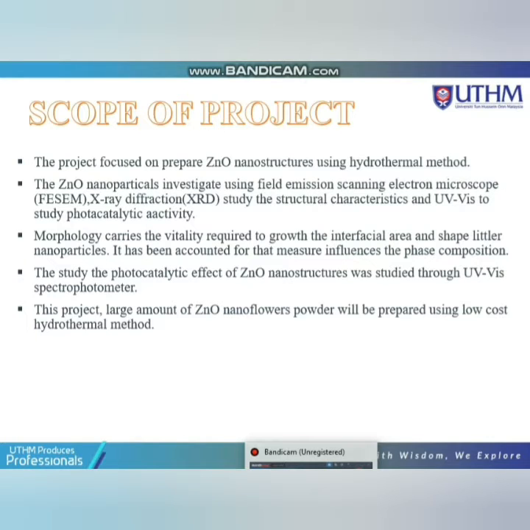Scope of project. This project focuses on preparing zinc oxide nanostructure using the hydrothermal method. The zinc oxide nanoparticles are investigated using field emission scanning electron microscope, FESEM, and X-ray diffraction, XRD, to study the structural characteristics, and UV-visible to study photocatalytic activity. Morphology carries the energy required to grow the interfacial area and shape the nanoparticles. It has been reported that this influences the phase composition. To study the photocatalytic effect, the ZnO nanostructure was studied through UV-visible spectrophotometer. In this project, a large amount of zinc oxide nanoflower powder will be prepared using the low-cost hydrothermal method.